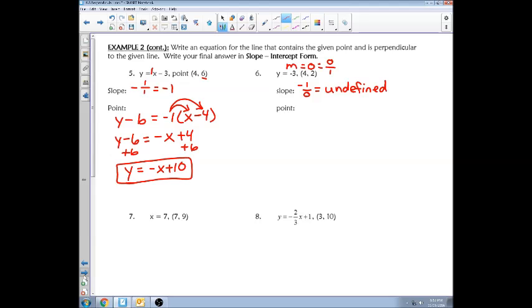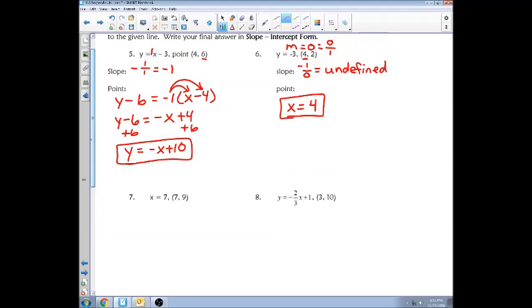If my slope is undefined, I can't exactly write a slope-intercept form equation, but what I can do, anytime my slope is undefined, my equation is going to be x equals, and in this case, it's just going to equal the x value from the point we're looking at, so x equals 4. Okay? That would be my perpendicular line.